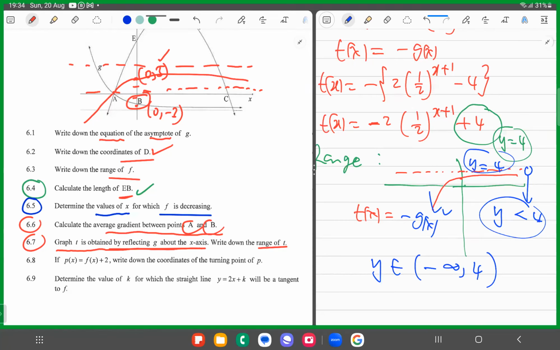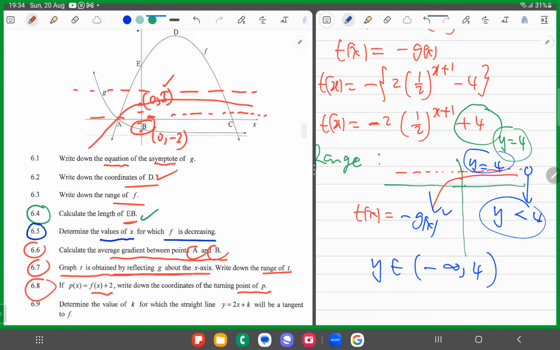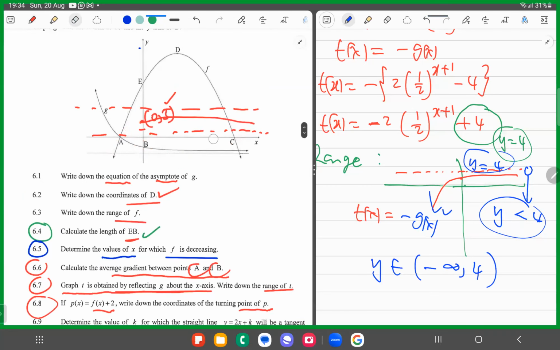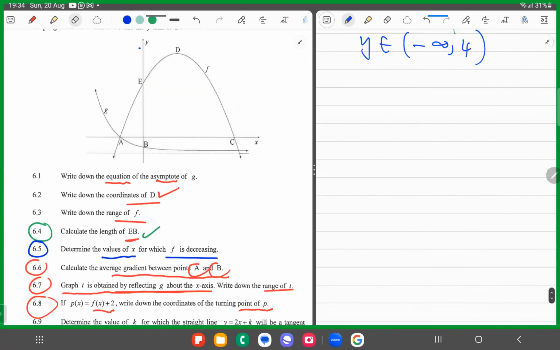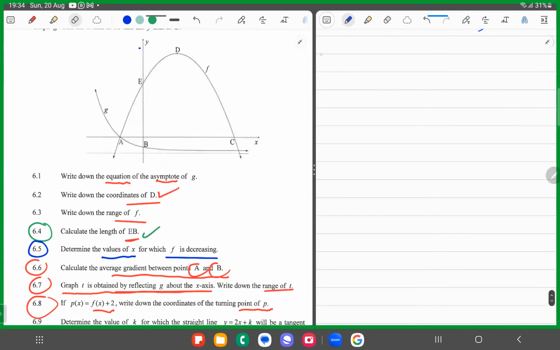All right. Now, 6.8, you have that if p of x is f of x plus 2, write down the coordinates of the turning point of p. The coordinates of the turning point of p. So you have 6.8. Right, so in 6.8, you need the coordinates of the turning point of P.